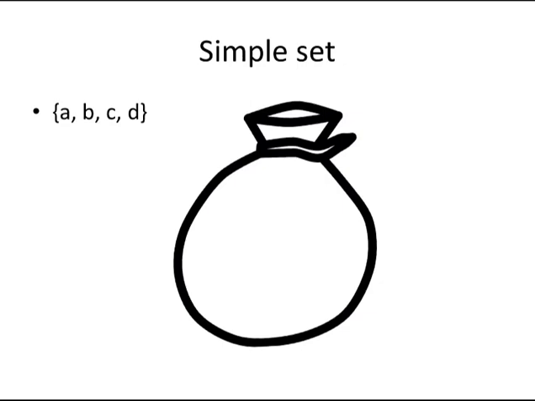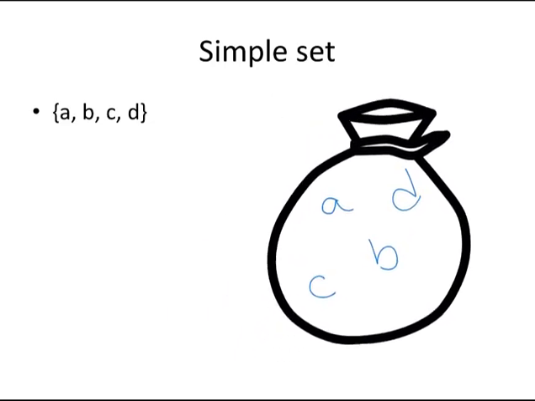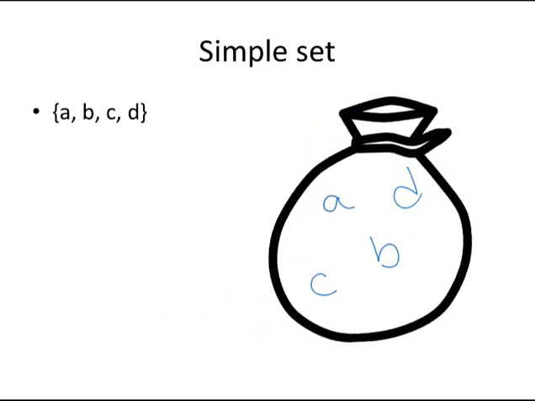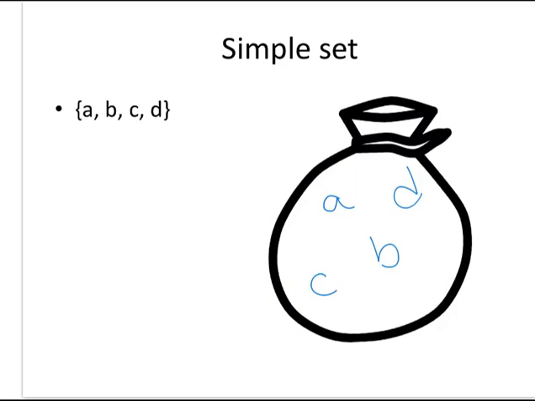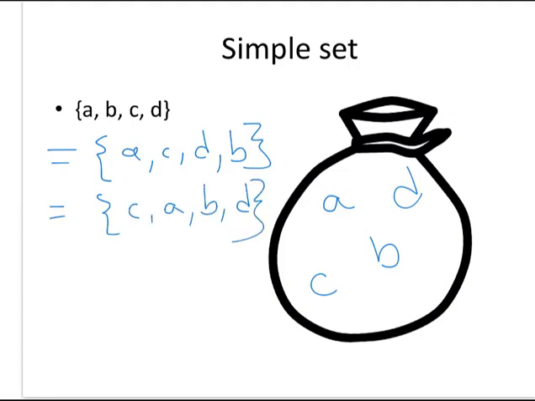And I like to think of a set as just a bag that has some elements in it. So in this case, here's a bag with A, B, C, and D floating around in it somewhere. Now, since the letters are in this bag, it doesn't really matter what order. We could shake the bag a bit and the letters could change order. That means that this set is exactly the same as the set containing A, C, D, and B. And that's the same as the set containing C, A, B, and D, right? Order does not matter in a set.